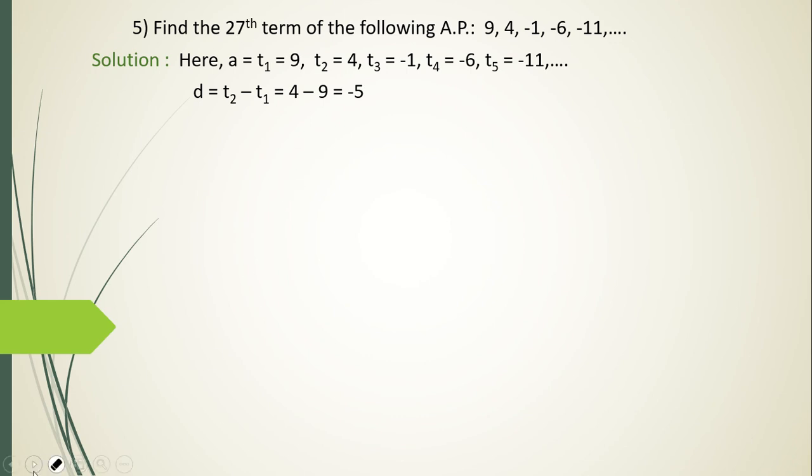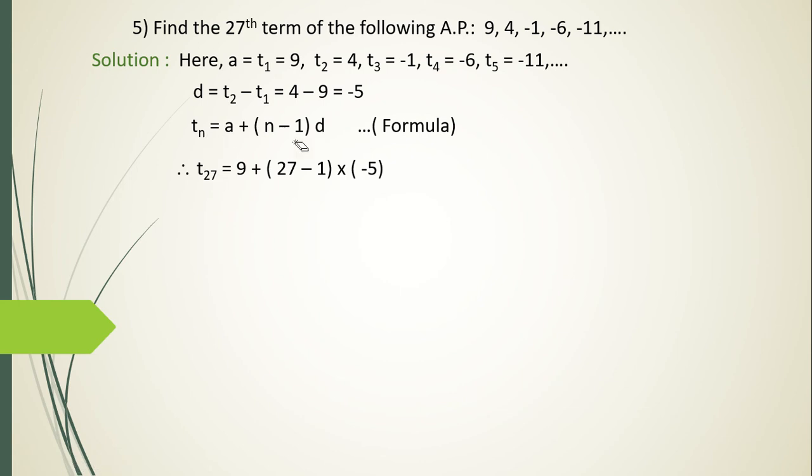Now the 27th term is going to be T of 27. We write the formula and substitute now. A is 9 plus 27 minus 1 into minus 5. Okay, 27 minus 1 is 26. So therefore that is 9 plus 26 into minus 5. Now this answer is going to come as minus, 26 into minus 5, minus something. So 9 minus the product.